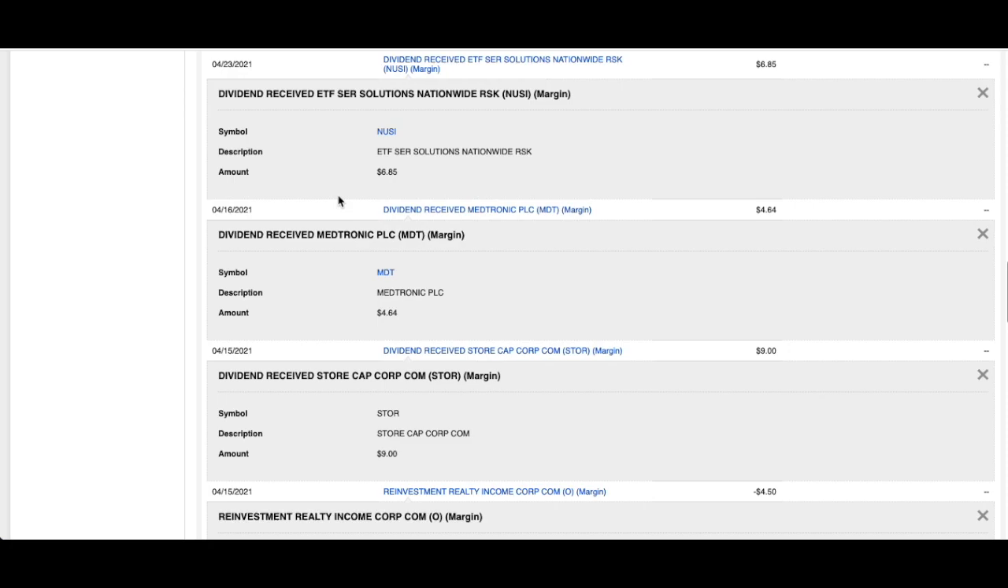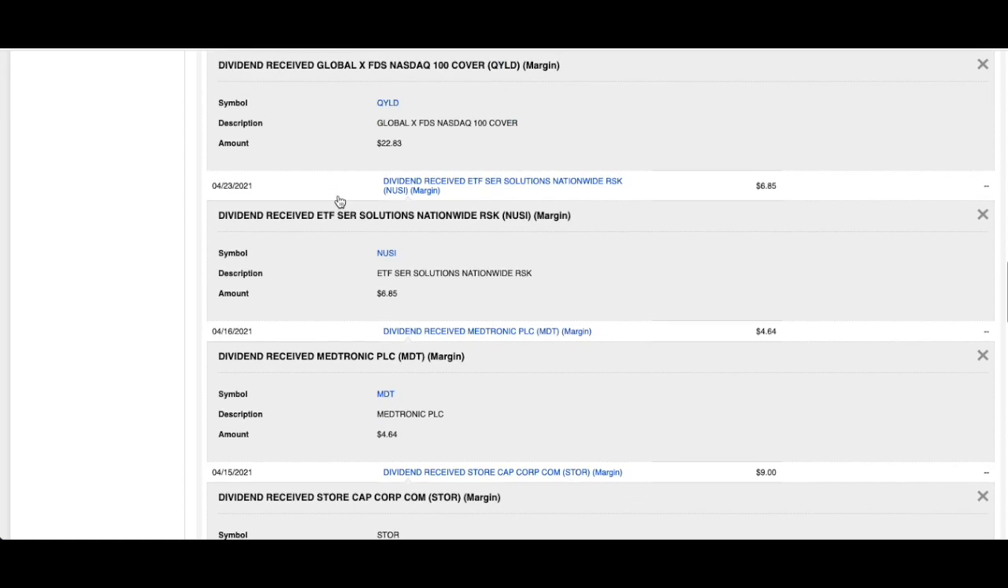Next stock would be NUSI. Now, this is an income-based ETF. Been slowly adding to NUSI almost on a weekly basis now, trying to get close to 100 shares of them. Right now, they paid me $6.85. They pay out every single month, and it's going to be a lot larger than $6.85 next month.